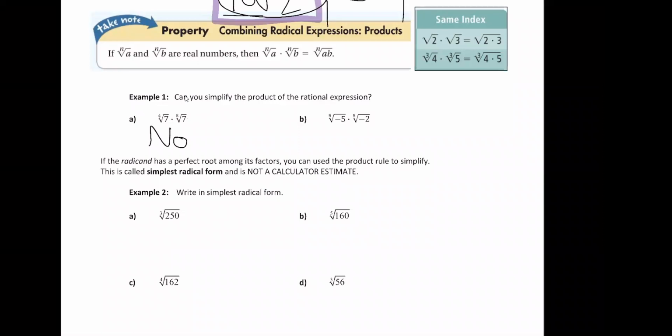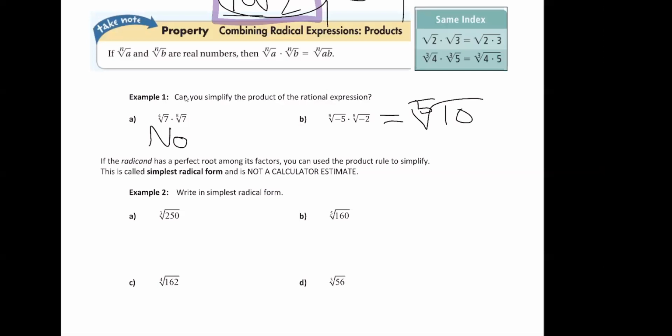But if you do have the same index number, you simply can just multiply what's underneath. Since these are both 5th roots, you're still going to have a 5th root. You never mess with your index number when you're multiplying. You just multiply what's underneath. So this would be the 5th root of 10.